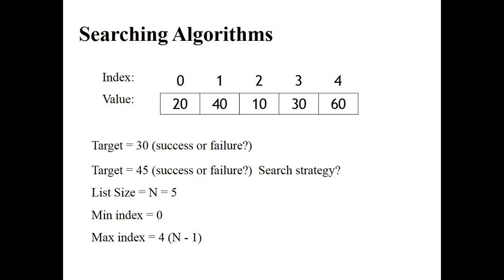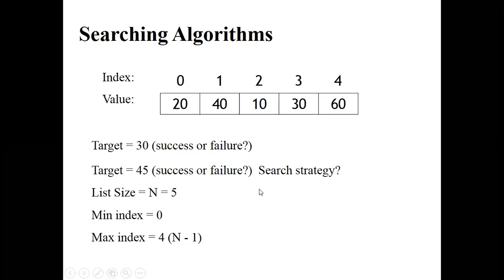Here we have an index of an array of five numbers: 0, 1, 2, 3, 4. We have the numbers 20, 40, 10, 30, and 60. So if the target is 30, we want to find 30, we will find success or failure. Here we have 30, and now we want to find target 45. So we will find success or failure. We will find failure because in this array there is no 45. We can find 30, but we cannot find 45 because we don't have this value.